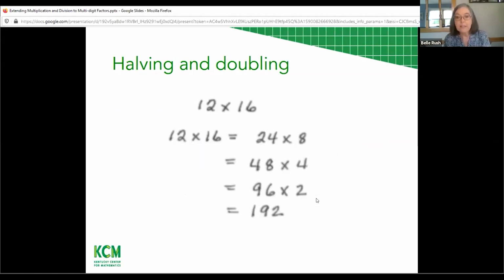And then halving and doubling, I've shown this at another one of these make and take sessions. With halving and doubling, where you have 12 times 16, you can double one factor and halve the other factor until you get it to some manageable numbers. So here they took 12 times 16, they doubled 12 to make 24, and halved the 16 to make 8. So then they kept doubling and halving, and then they could do that in their head. So it's about mental math, doing it mentally. Are there any questions on that?